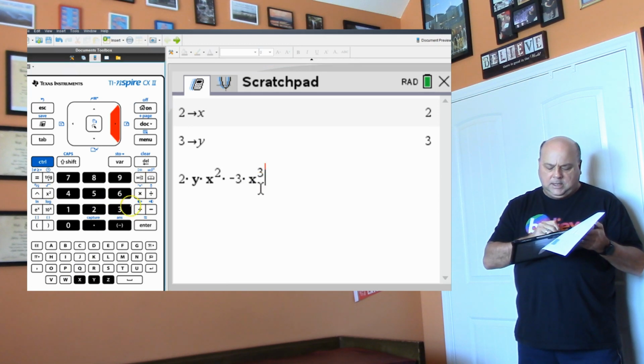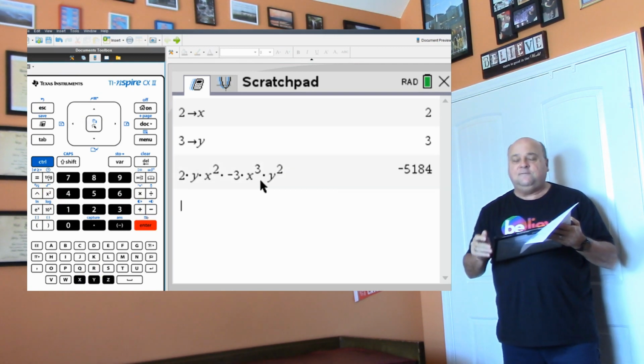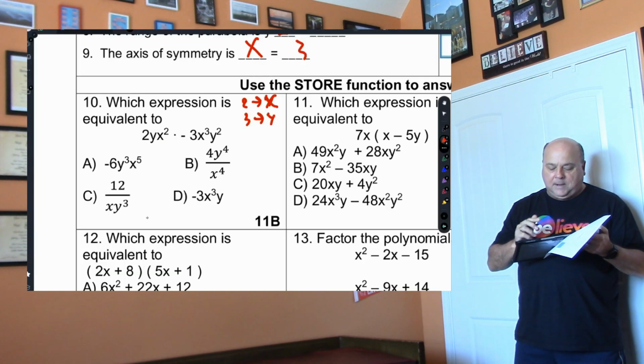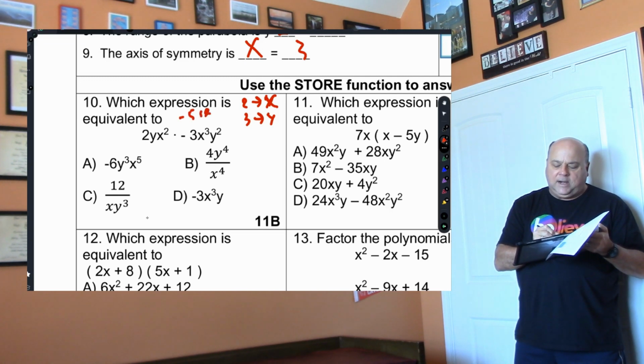Hit the right arrow button, hit times, and then y squared. So I have this, I'm going to hit enter. I get negative 5184. So I'm going to go to my paper, and I'm going to put negative 5184.